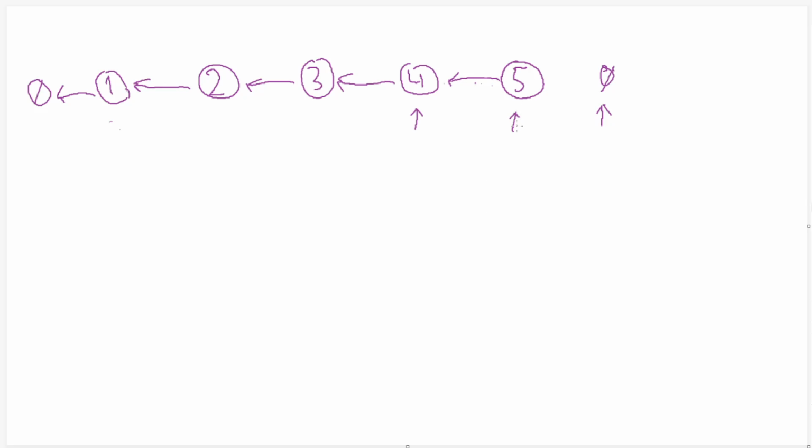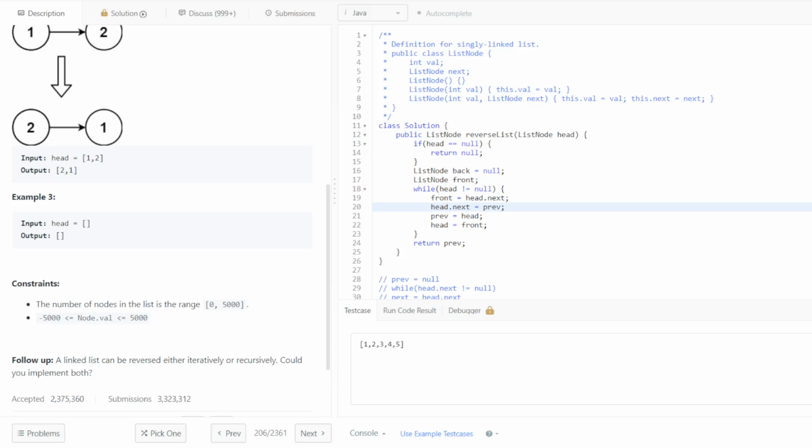And then just running through the rest of the algorithm, the back pointer is going to move on to where head is. And then head is going to move on to where front is. And because head is null at this point, we can't return head. We'll have to return back. And that is the explanation for why we have to return previous, which we should actually refer to as back, the back pointer, instead of the head pointer.